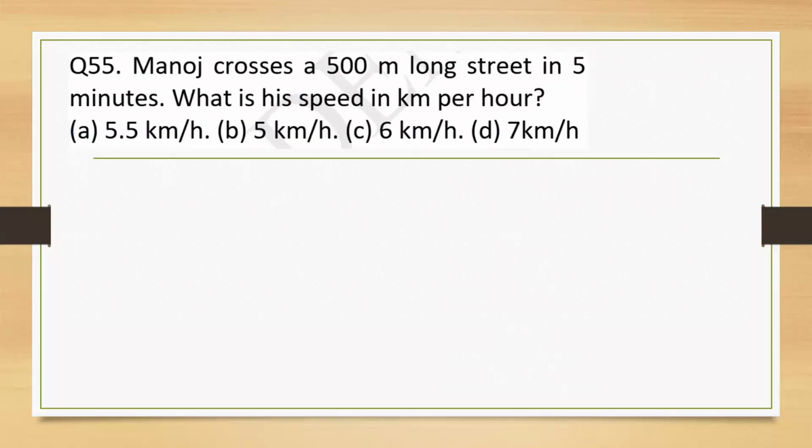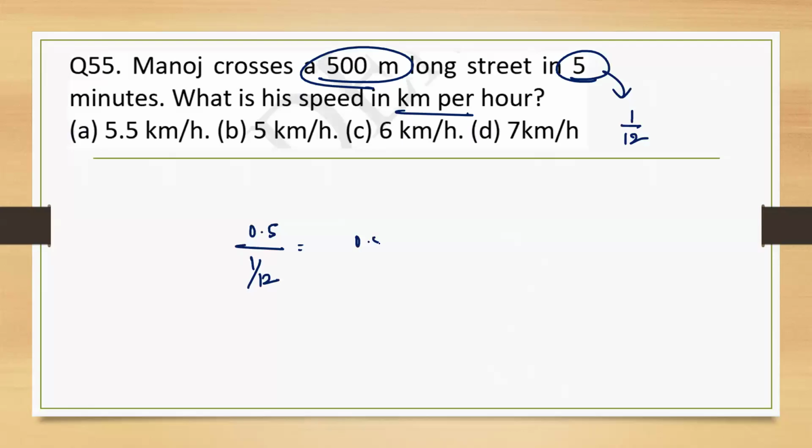Manoj crosses a 500-meter long street in 5 minutes. What is the speed in kilometer per hour? So you take distance in kilometers, that is 0.5 kilometers, and time in hours. 5 minutes means 1/12 of an hour. So take 1/12. So 0.5 into 12 gives me 6. So the answer is 6 kilometers per hour.